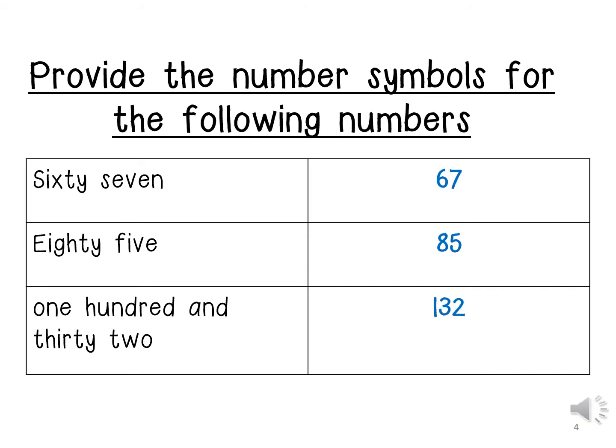Now this is how you write your number symbols. 67 is 6, 7. 85 is 8 and 5. 132 is 1, 3, 2.